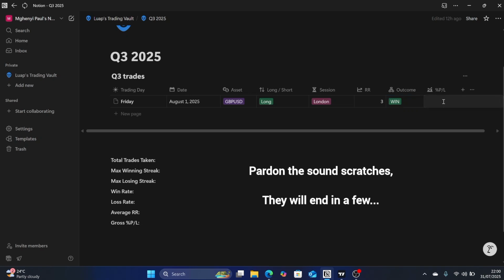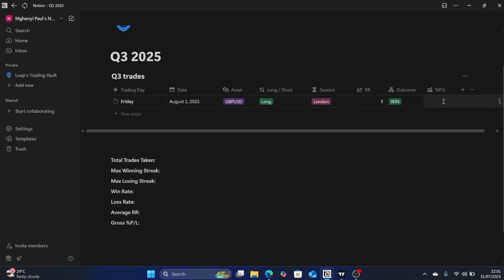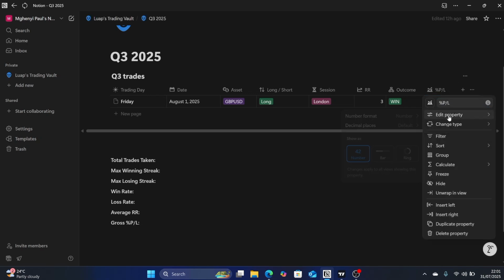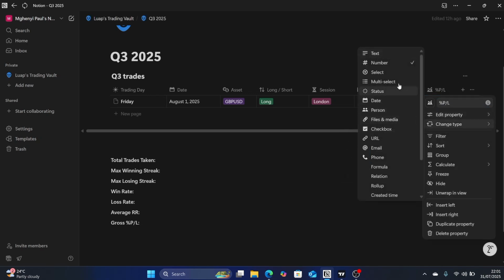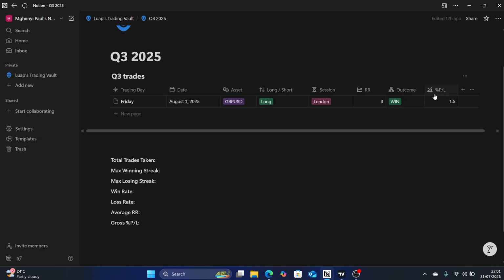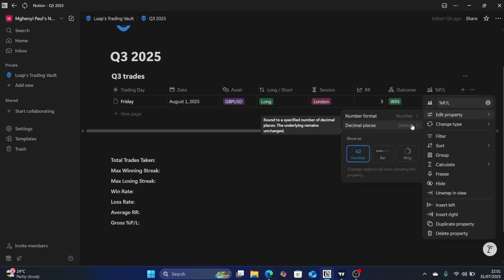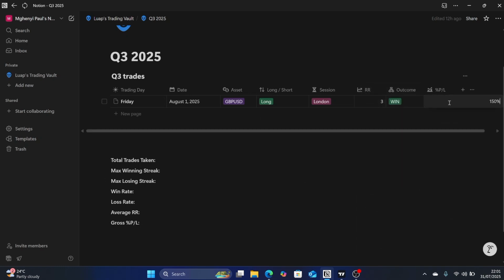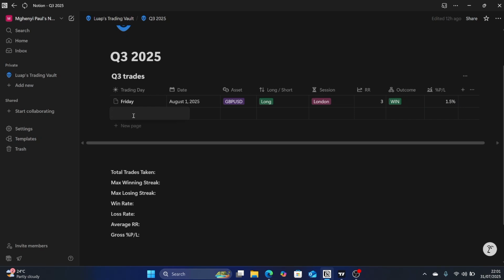Then the P&L, since I'm using 0.5% risk per trade, I'll be expecting something near 1.5%. So let me change this. It needs to be percent. It's currently a number, so I go to edit property, default decimal places. This one needs to be percent. So that now it can be 1.5%. Yeah, that's correct. So then let's say the next day the same happens.